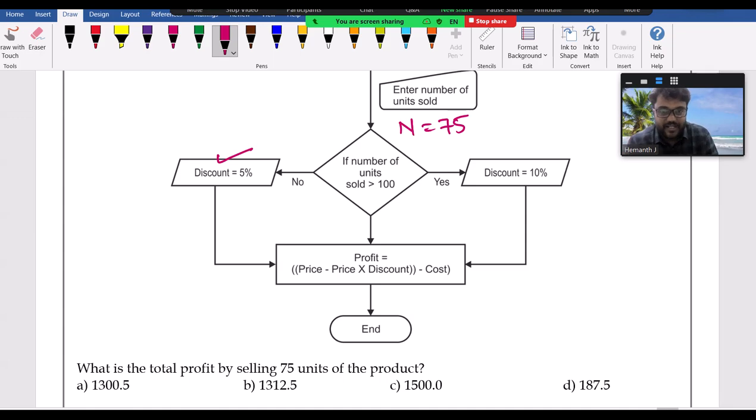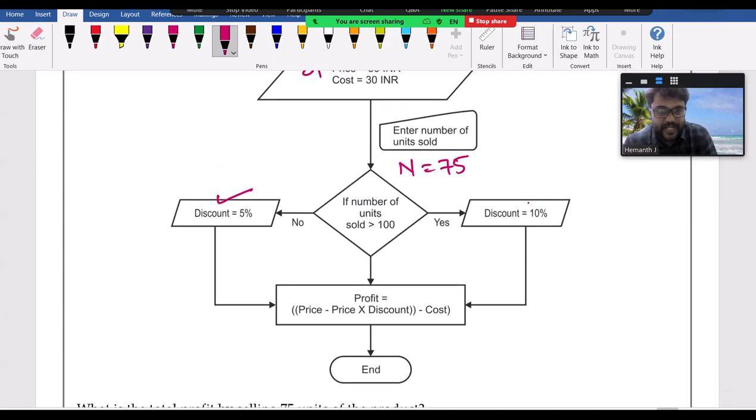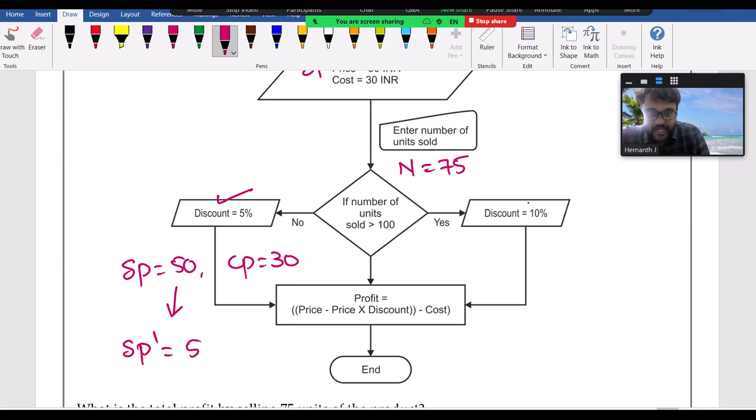So guys, 5% only discount. Selling price is 50 rupees. Cost price is 30 rupees. Now you are giving 5% discount. So for 50, 10% is 5. 5% means 2.5. 2.5 rupees we are reducing, which means 47.5 rupees is the price now.